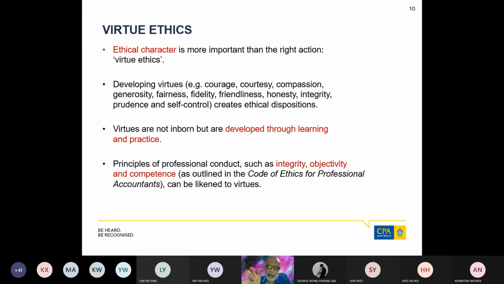You know straight away, oh, this is not right, this is wrong. Straight away you know, okay, this is not correct. There's no two ways about it. So this is what you call your moral compass.